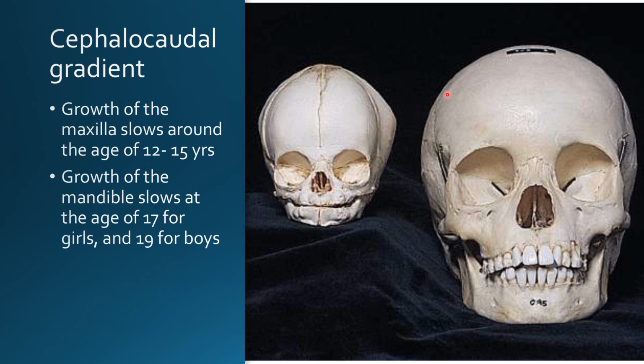And again, the cephalocaudal gradient, the maxilla will stop growing or slow down to the adult rate of growing around the age of 12 to 15 years. The mandible, of course, from the cephalocaudal gradient, will be later than that. So the mandible will continue to grow up until the age of around 17 in girls and 19 in boys.